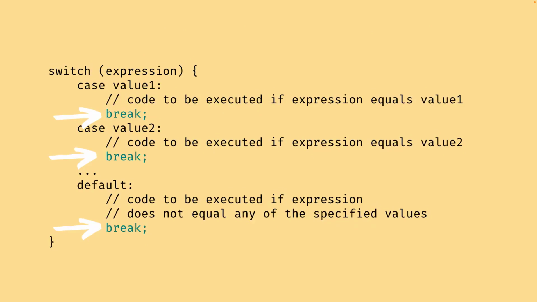I want to point out that there's a break statement at the end of every case block. If we would not have this, the code would fall through to the next case label. And that's a bit weird to imagine, but just picture it like this. As soon as we find a match, it's just going to continue till either the end of the switch statement or until it encounters a break.